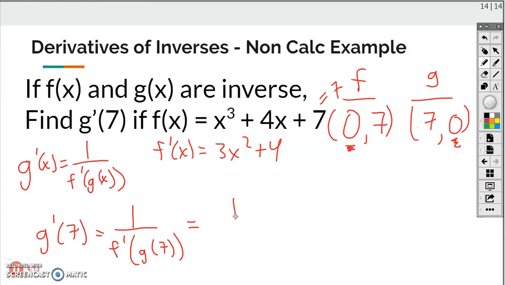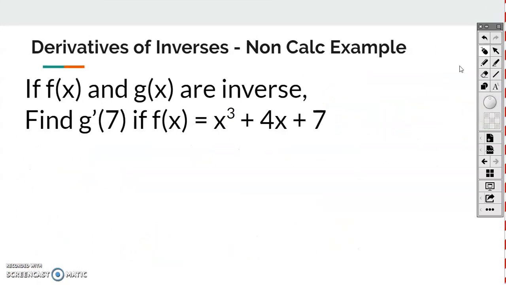So we can say that this is going to be 1 over f prime of 0, and then I can just plug 0 into my equation for f prime. You can stop here or you can simplify.